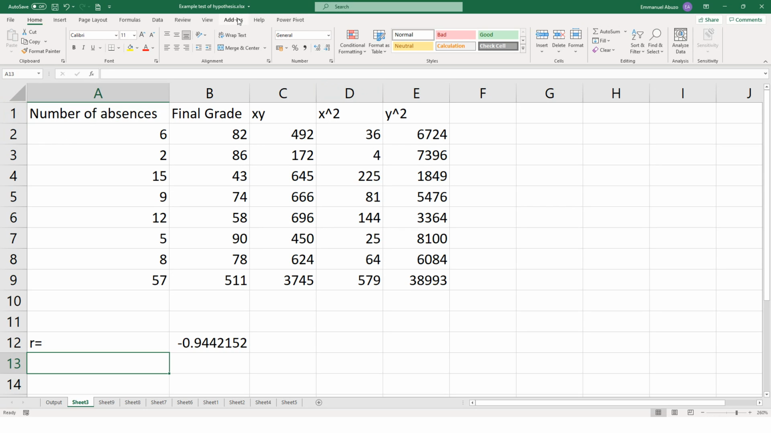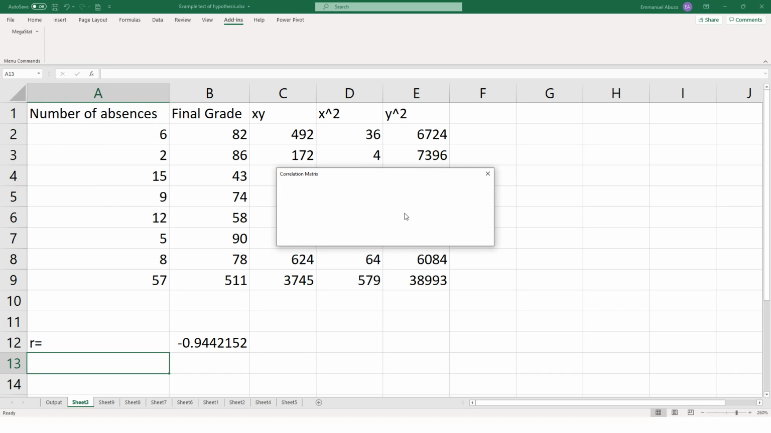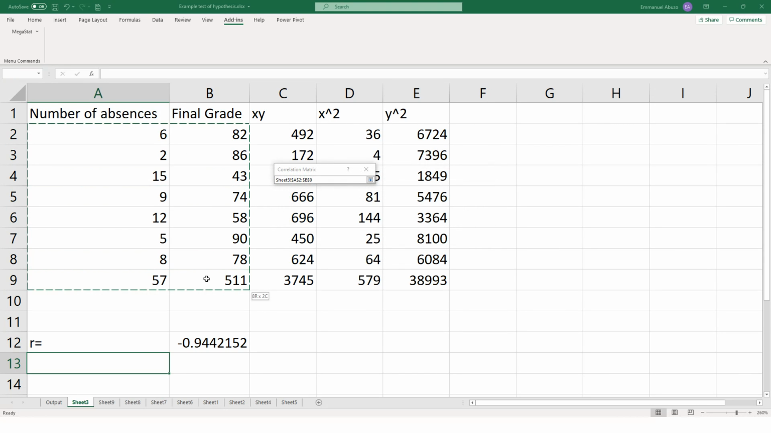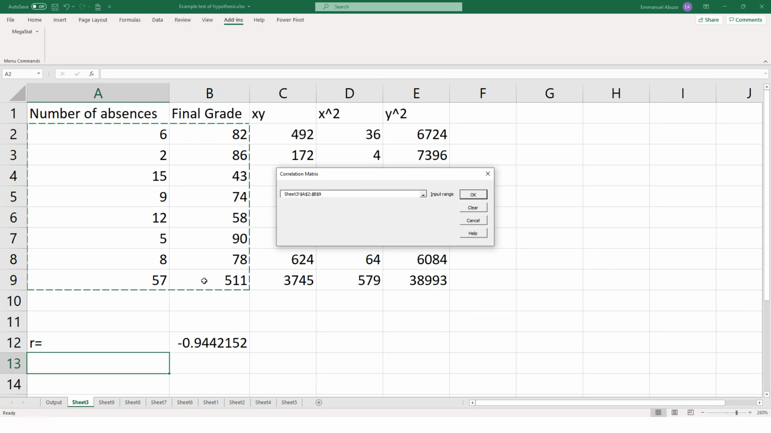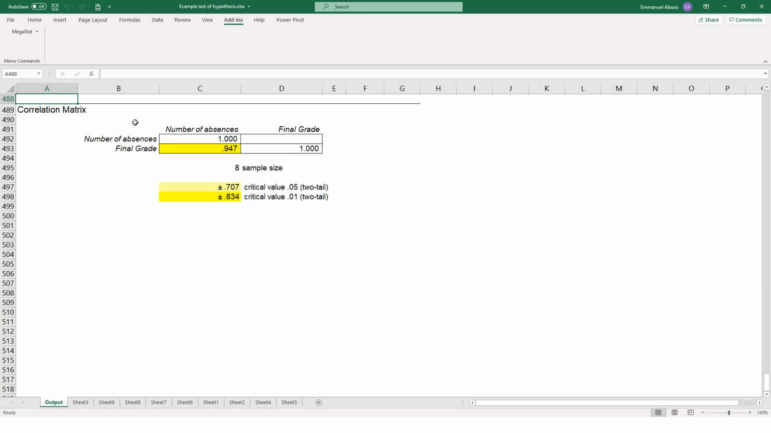So let's go to Add-ins, then Megastat, then Correlation/Regression, and then Correlation Matrix. As you can see, this is the prompt, and for the input range, we are just going to highlight our number of absences and our final grade. Then click OK. So this would be our correlation. Here we come up with 0.947 between.